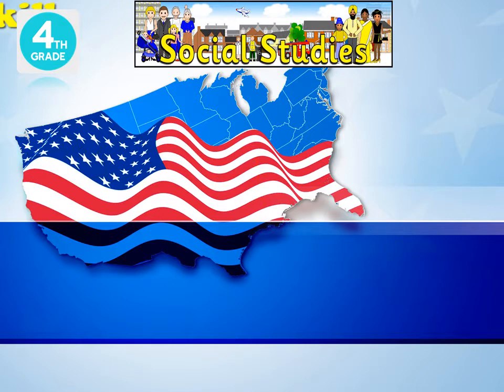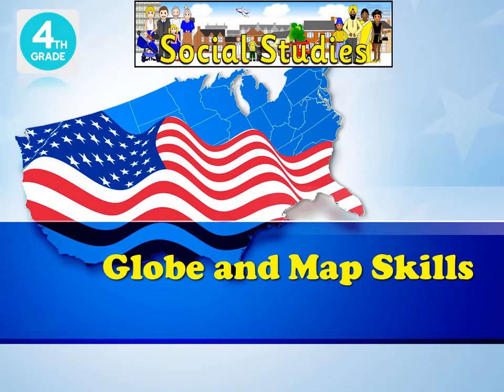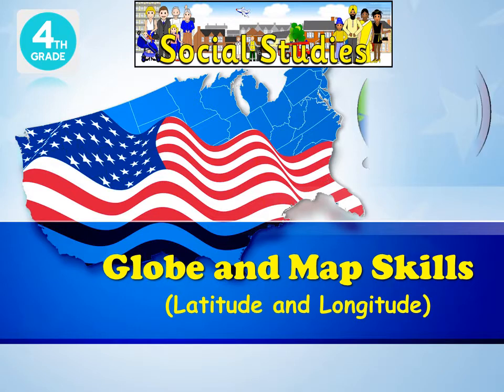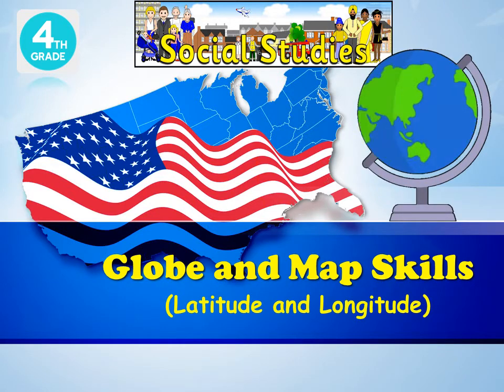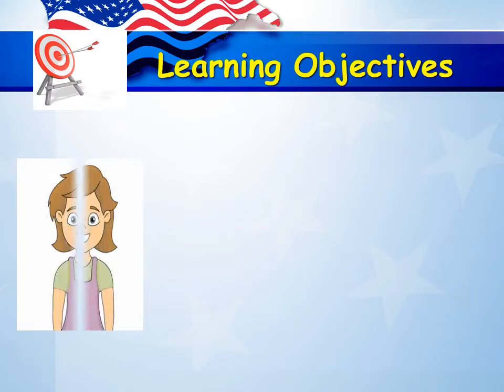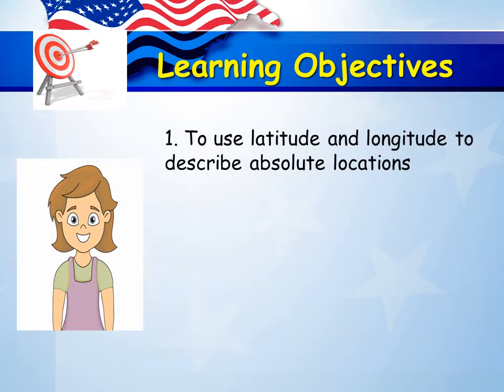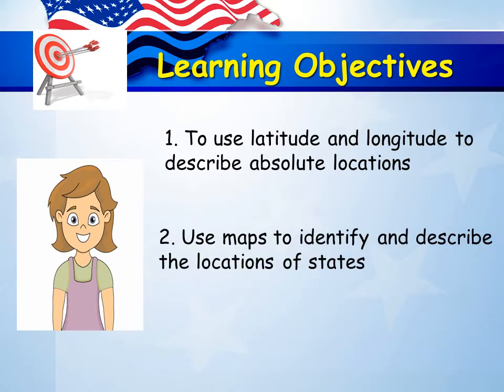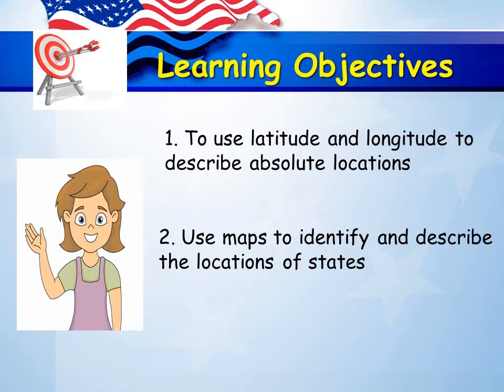Today we're going to discuss globe and map skills, particularly latitude and longitude. Now let's begin with our learning objectives. Number 1, we're going to use latitude and longitude to describe absolute locations, and number 2, we're going to use maps to identify and describe the locations of states.